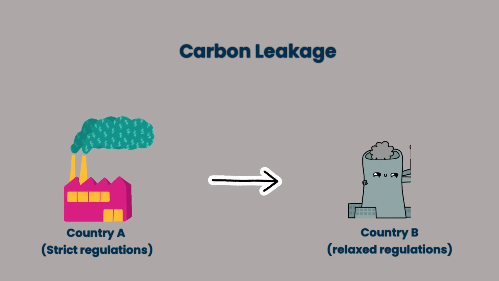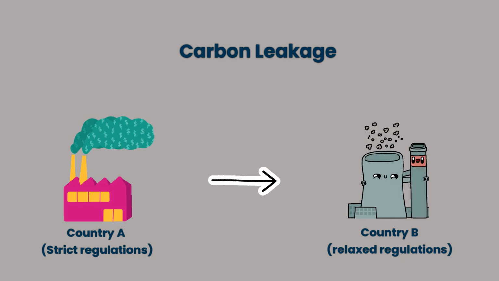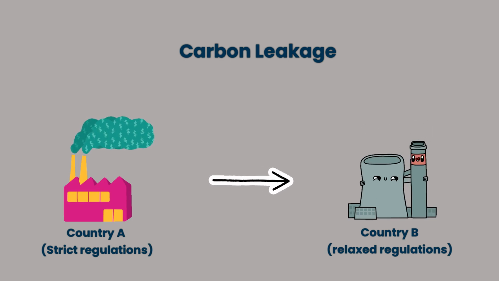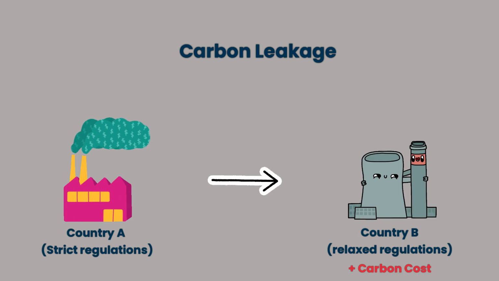CBAM aims to level the playing field by imposing a carbon cost on imported goods based on their carbon emissions. If a country doesn't have a similar carbon price or regulation, the CBAM would apply a tariff on goods entering a region like Europe, for example.